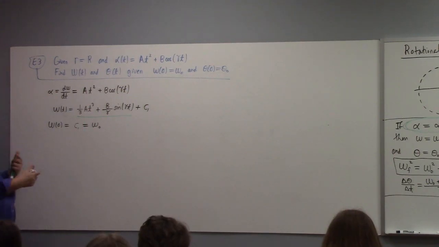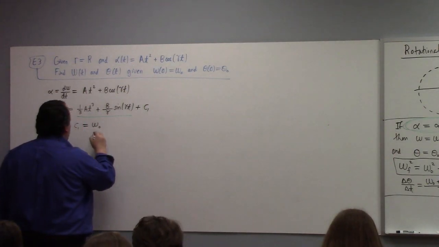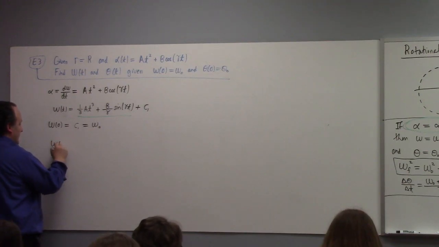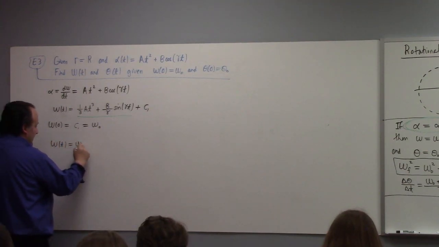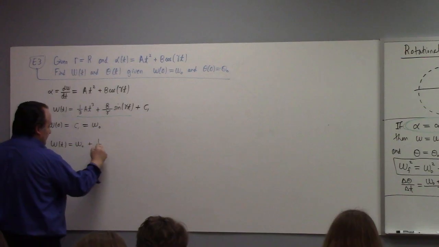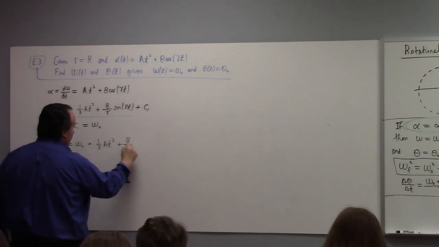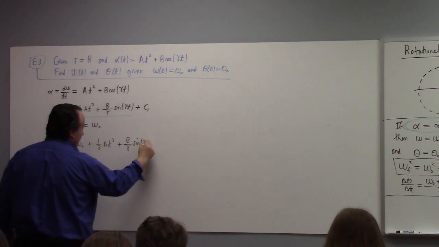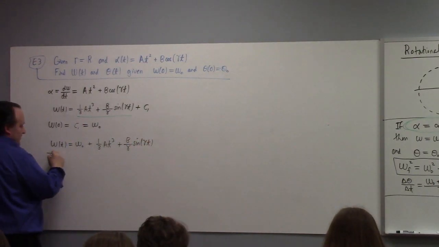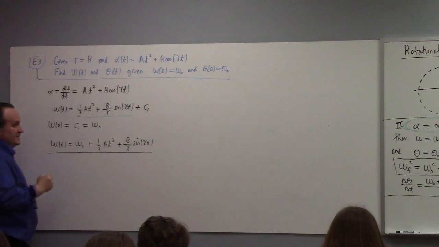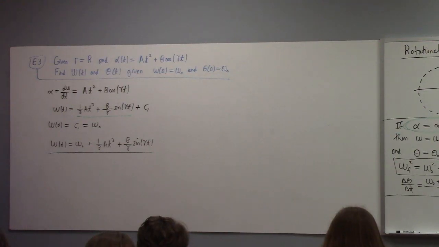So this time C1 is indeed omega naught. Therefore, omega at time t is in fact omega naught plus 1/3 a t cubed plus b over gamma sine gamma t. All right? So there we go. We found our angular velocity as a function of time.